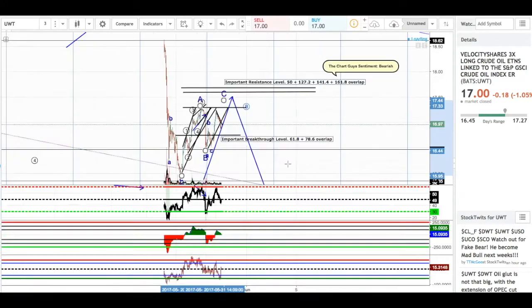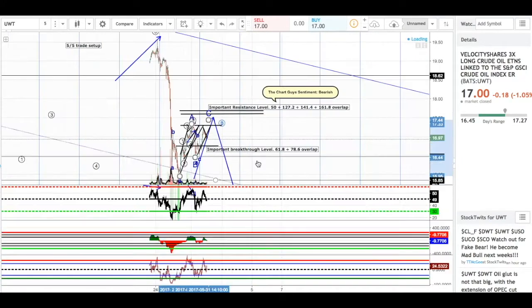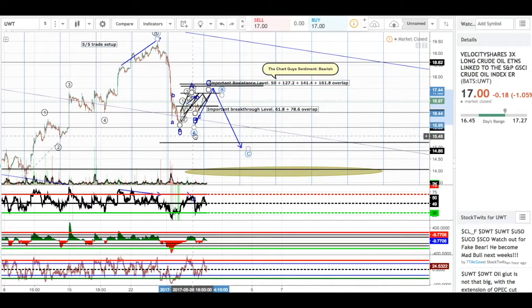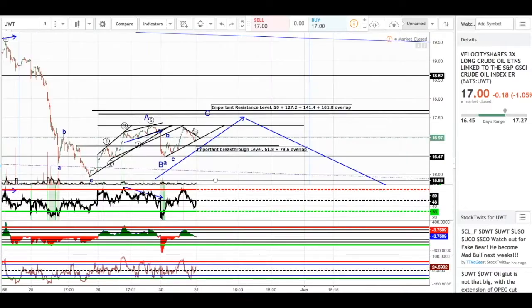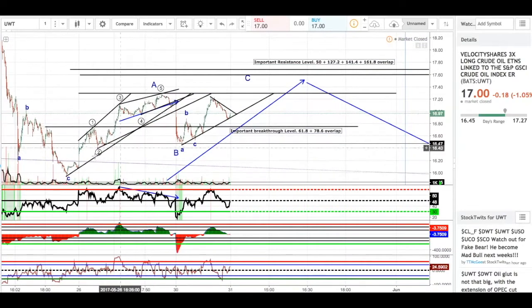I had marked this out here with these lines. Previous video I made, I said ABC, and I still hold that belief. However, I think that it's going to be a full 5-wave move all the way down instead of an ABC retracement. So let's go back to the 1 minute. What do we have going on here? We've got a 1, 2, 3, 4, 5.